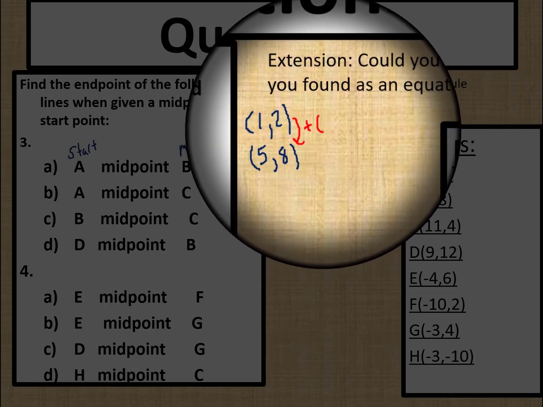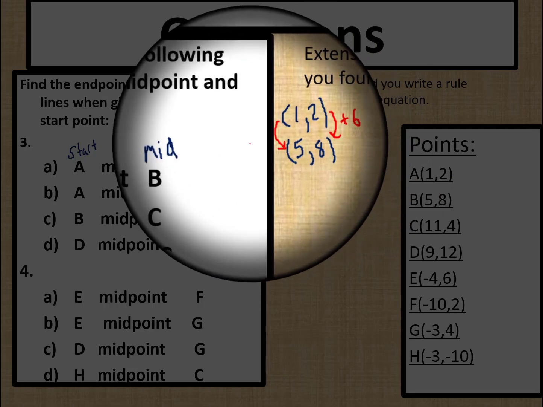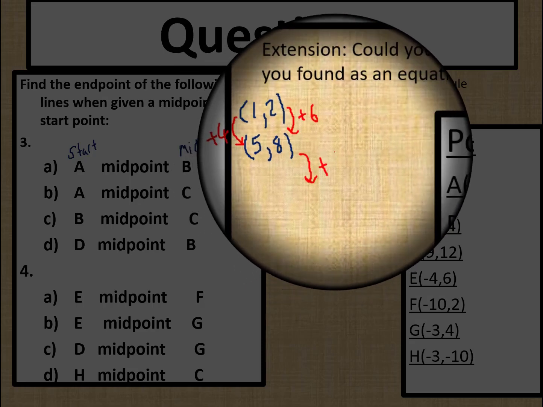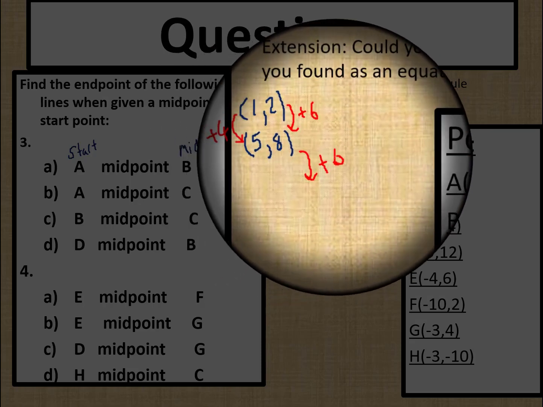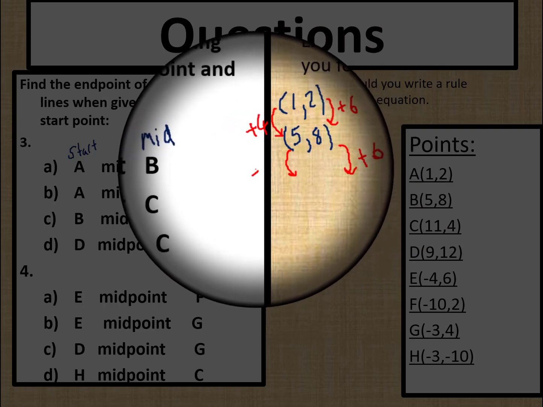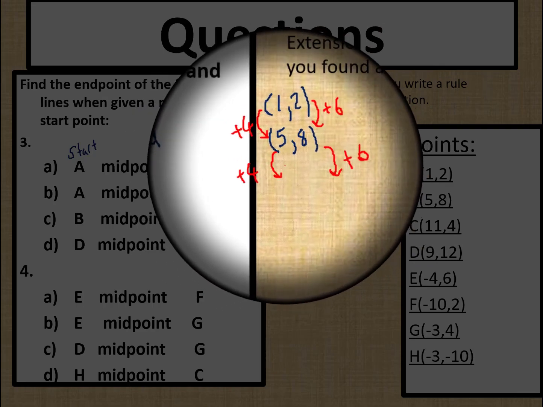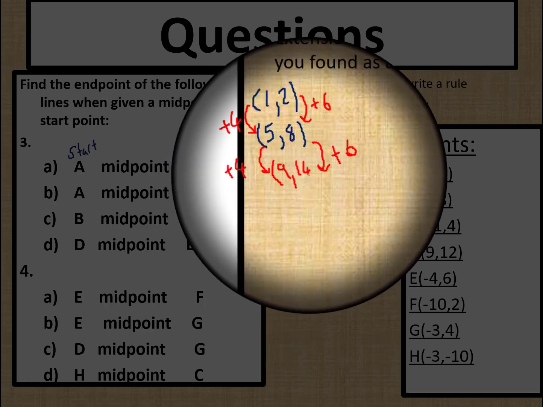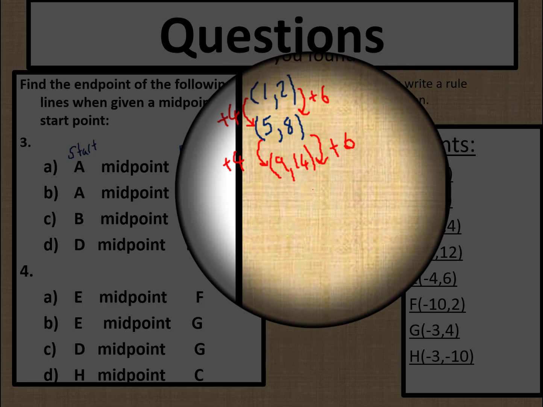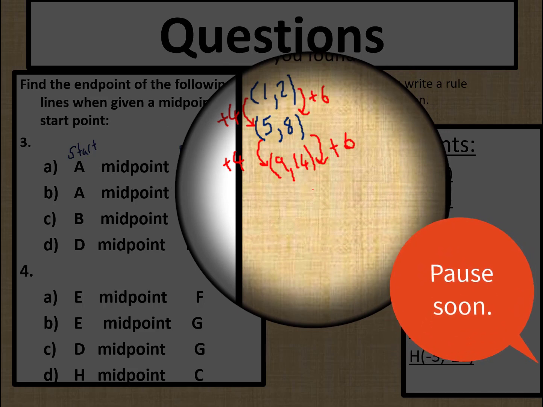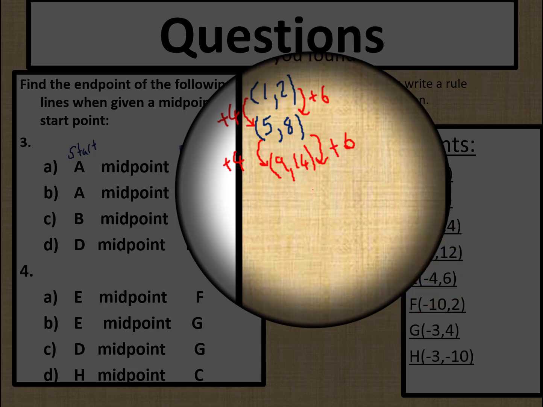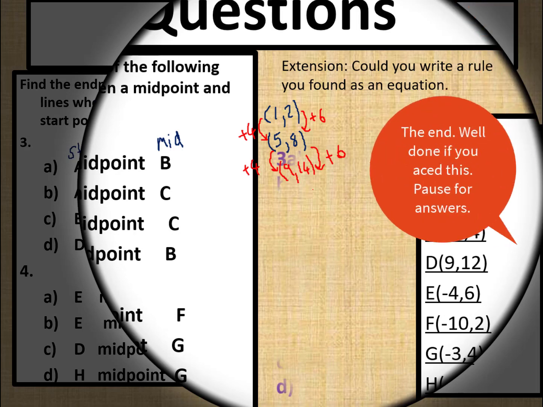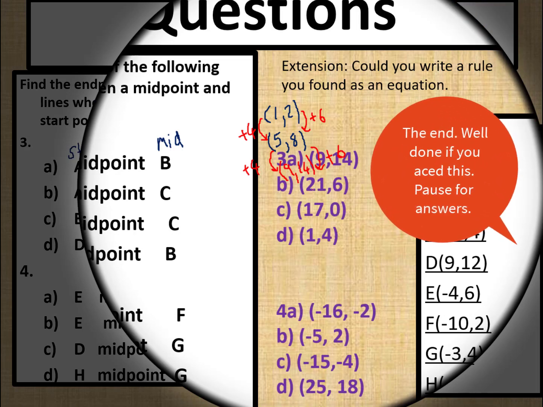So you can see that's gone plus 6, plus 4, so I'm going to plus 6 here, plus 4, so the endpoint answer is going to be 9, 14. Right, give the rest of the questions a go. And here are the answers. Well done.